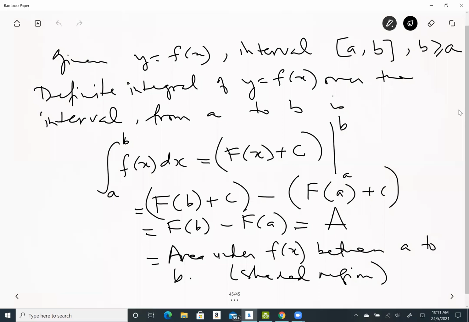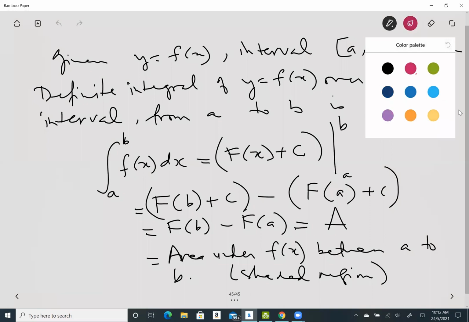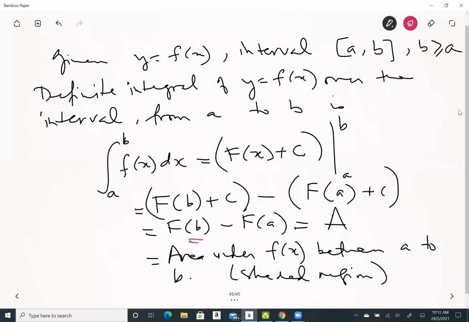Okay, you got the idea? Any question? If you have a problem or any concern, let me know. There is nothing difficult. It's an extension of what we have learned. The new thing is we evaluate the integral at B, evaluate at A, and subtract. That will be the area under f of x between the 2 points.